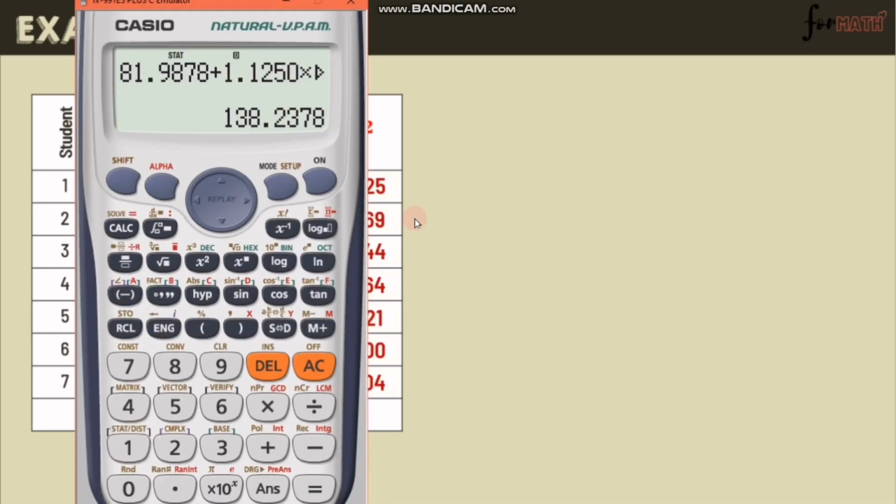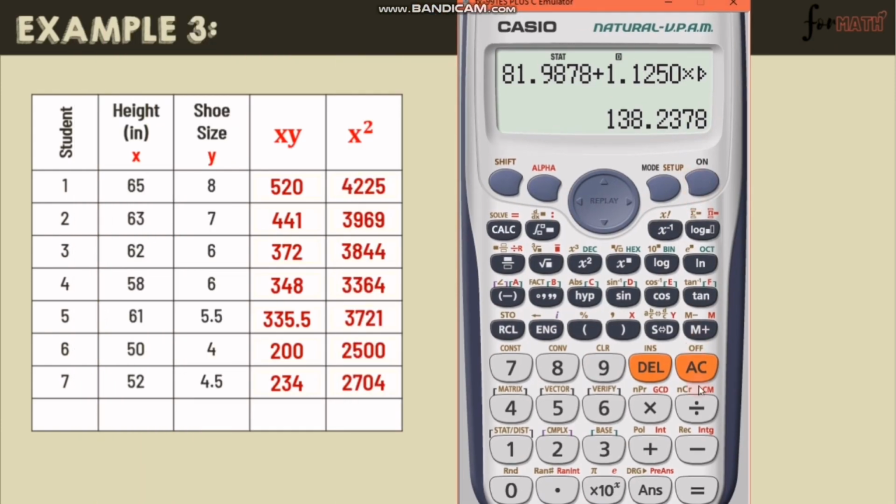So, gamit tayo ng calculator, yung shortcut natin sa calculate. And kung gusto niyo po mag-manual, kunin niyo po yung total manually per column. So, shift 1, nakastat naman ako, kaya diretso ako shift 1, and then 2, and then input natin yung data. 65, 63, 62, 58, 61, 50, 52, 52. And for the y, we have 8, 7, 6, 6, 5.5, 4, 4.5. Okay? And then press AC, shift 1, 3, and then hanapin natin summation ng x. So, press 2 equals. So, x natin ay equal to 411.